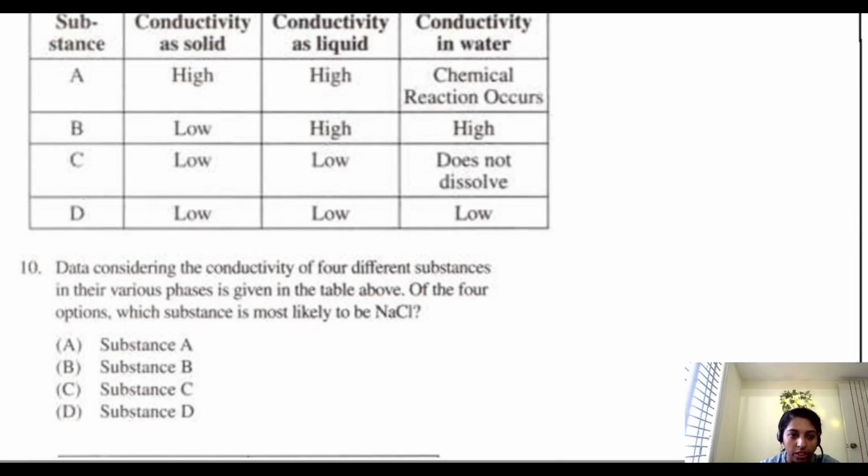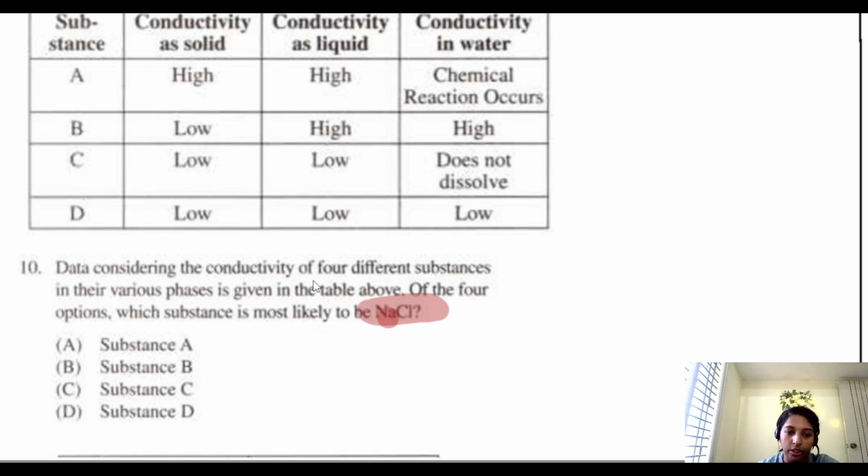Then the second one, they have given some data. Substances A, B, C, D with conductivity as solid, conductivity as liquid, and conductivity in water. Data considering the conductivity of 4 different substances in their various phases is given in the table above. Of the 4 options, which substance is most likely to be NaCl? So we are searching for NaCl. Which property shows NaCl? Is it conductive as a solid? Is it conductive as a liquid? Is it conductive in water?